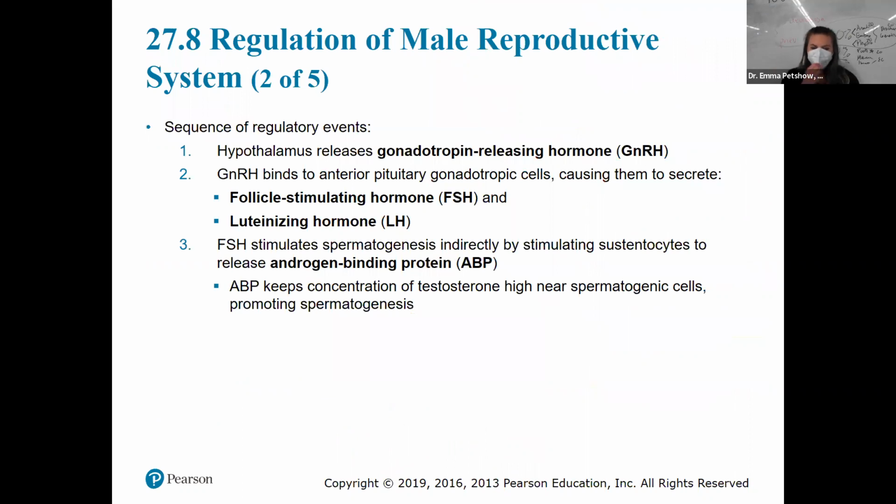If you're not a visual person and you want to read it, this is talking about the same thing just in words.